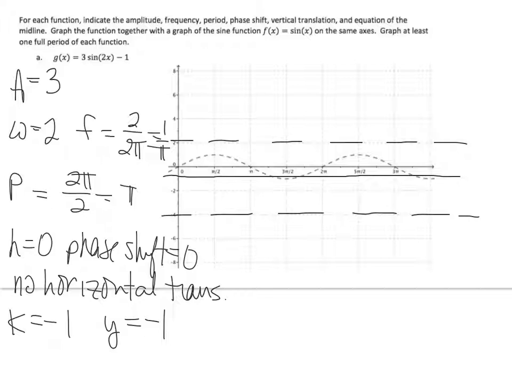Our period is pi. That means I'm going to get 1 full cycle between 0 and pi. So I'll need to go up, down, and back. That was terrible. See, this would be easier to do on paper. Up, down, and back. The problem is I'm starting at 0, not my midline. Okay, so that's 1 full period, and we have all the information needed.